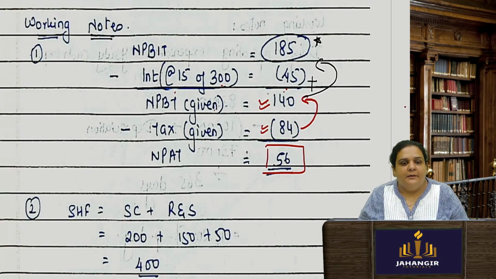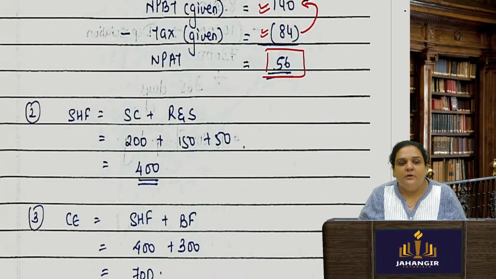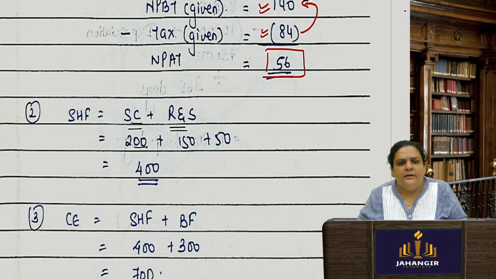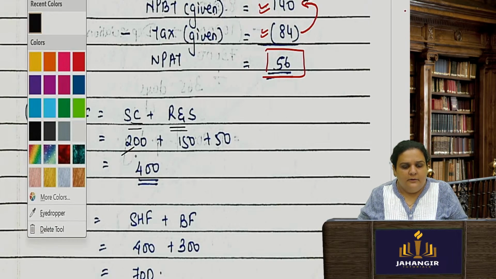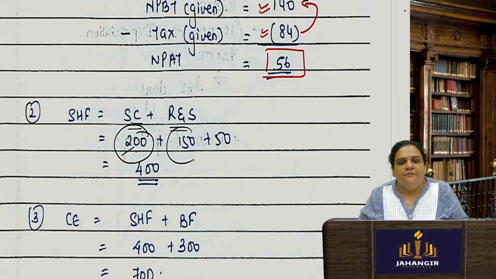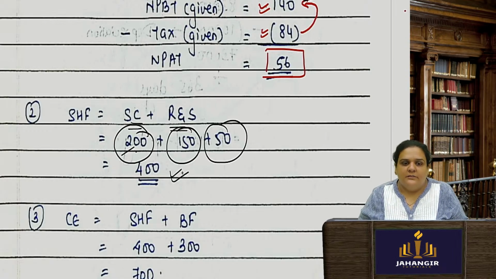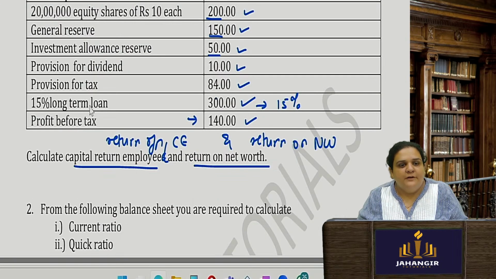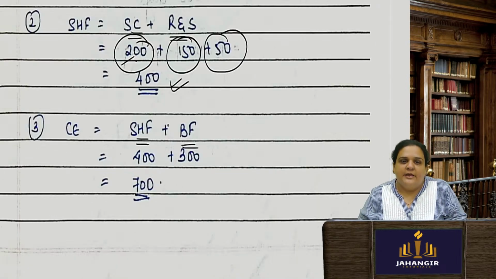I need to know my capital employed and shareholders funds. What is shareholders funds? I have told you, share capital plus reserves and surplus. So let us see what is there in share capital. We have 200 lakhs. We have 150. We have investment allowance reserve also. So 200 is your share capital, 150 is your general reserve, plus investment allowance reserve, 400 is my shareholders funds. And capital employed will be your shareholders funds plus your borrowed funds. Borrowed funds is only this 300. Shareholders funds we just calculated, 400 plus 300, 700.